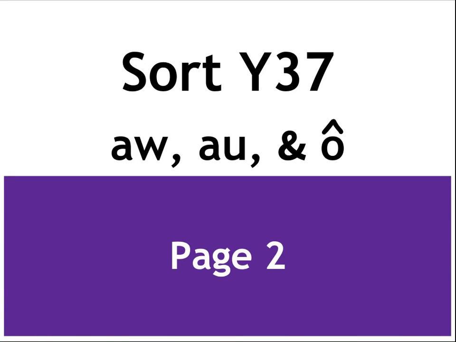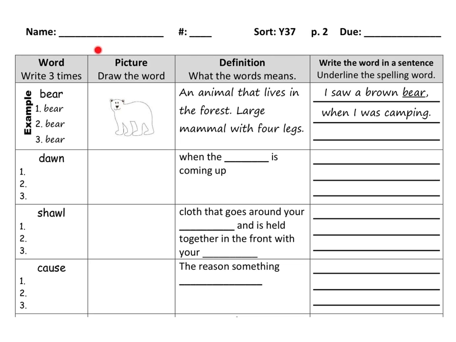This is page 2 for sort Y37. We're learning about the sound "ah" and how it has 3 different ways you can spell it: A-W, A-U, and O. Write your name, your number, and tomorrow's due date at the top.